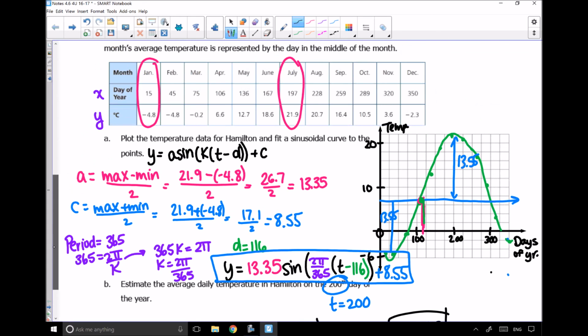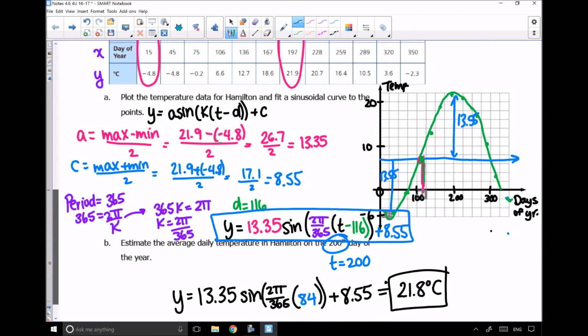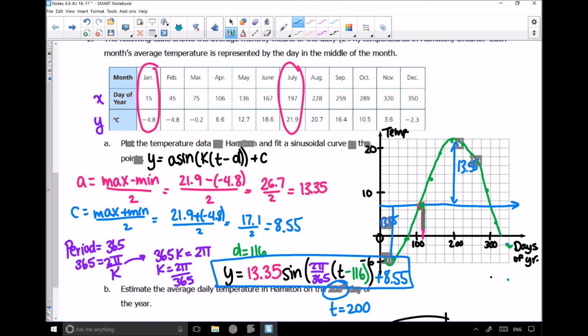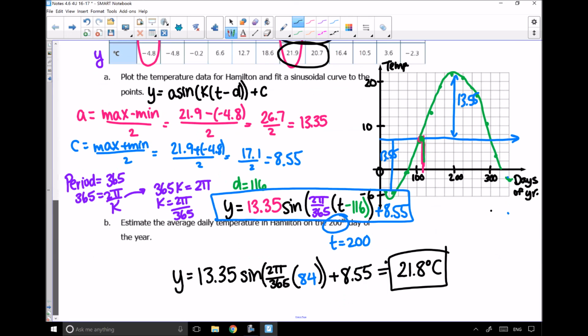Okay, so then when I look right here, does that make sense? At 200 days, would I have 21.8 degrees Celsius? Definitely, because 200 occurs between 197 and 228, way closer to 197, and 21.8 is very close to 21.9, so the answer does make sense.